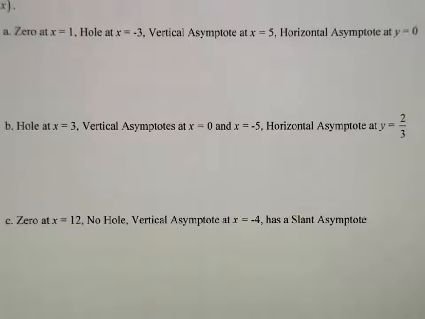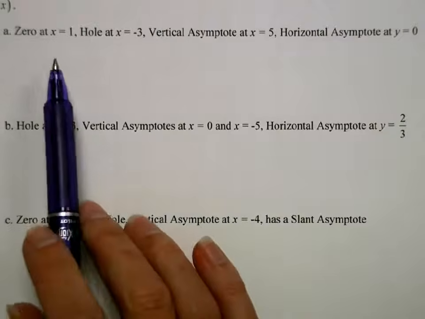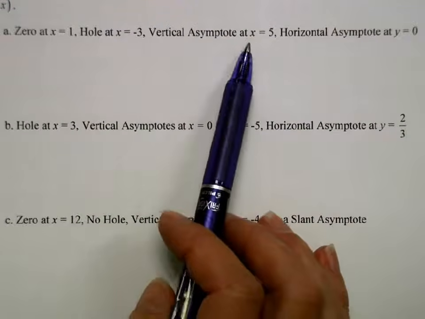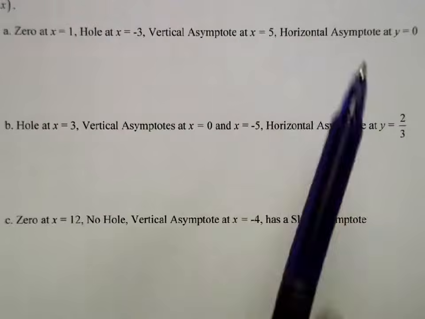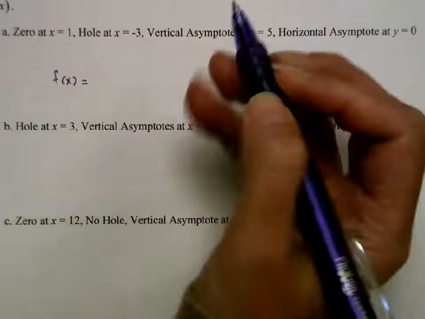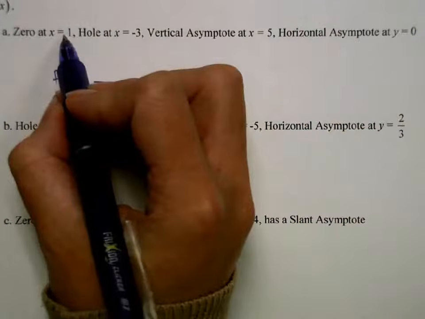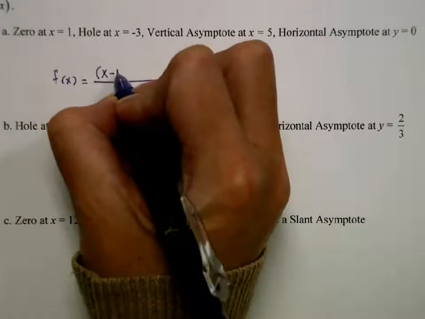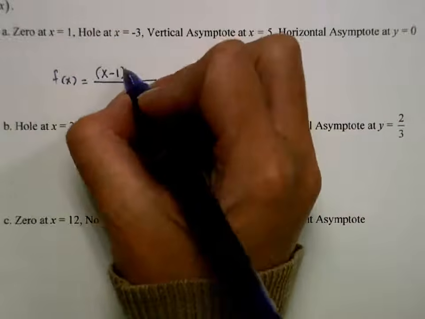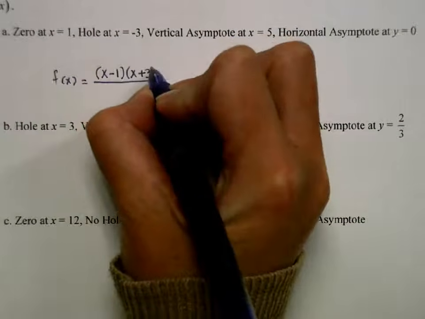Next, we are going to write an equation with specific information. Looking at this, we have a function that has a 0 at x equals 1, a hole at x equals -3, a vertical asymptote at 5, and a horizontal asymptote at y equals 0. So let's start building this up. If we have a 0 at 1, that means in my numerator, I need an x minus 1. Hole at -3. We're going to have an x plus 3 on both the top and the bottom. Let's make that happen.